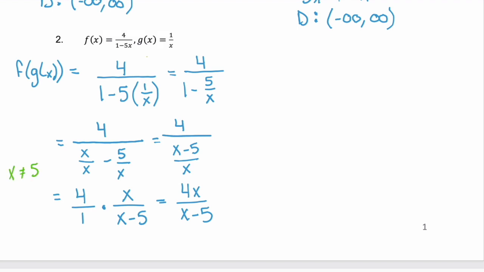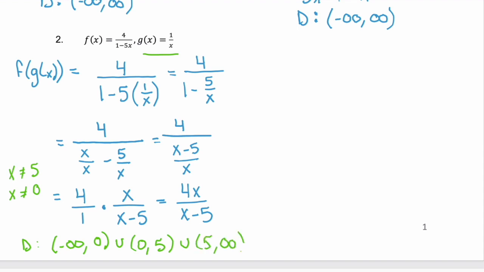We also know by looking at g of x that x cannot be 0. So that means our domain is going to be from negative infinity to 0, from 0 to 5, and then from 5 to positive infinity.